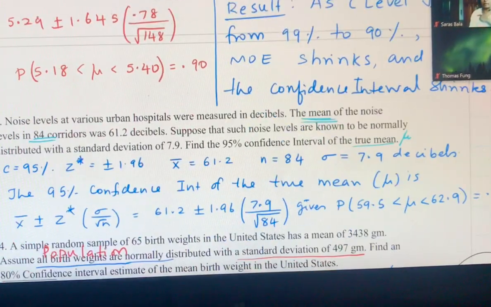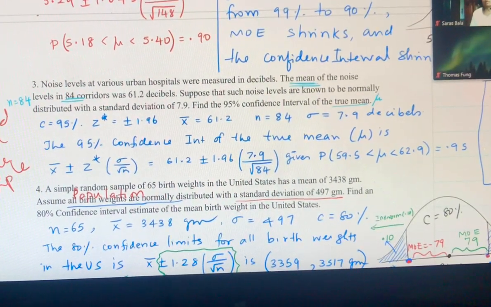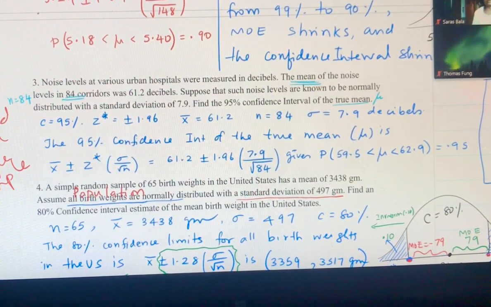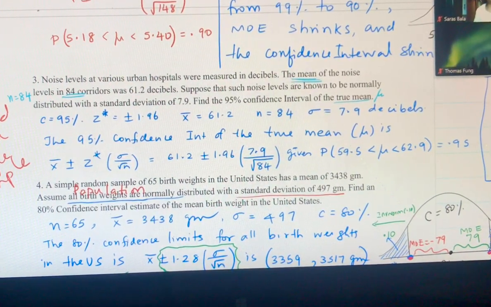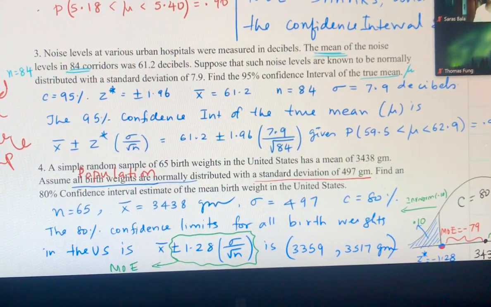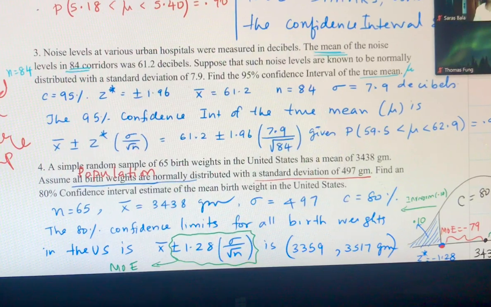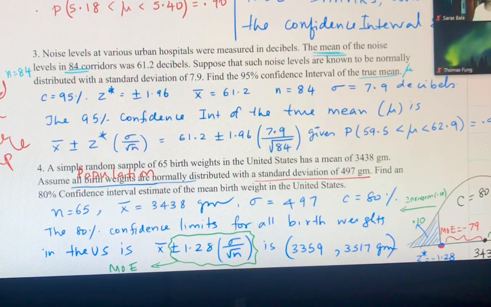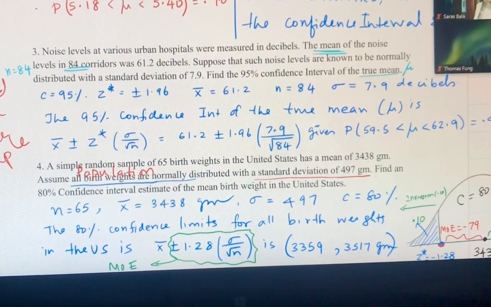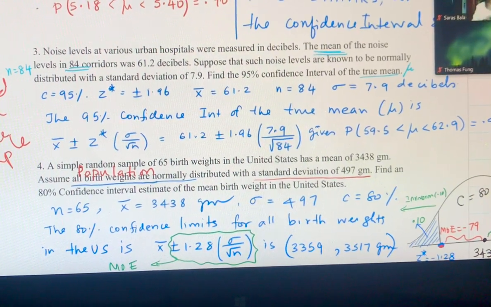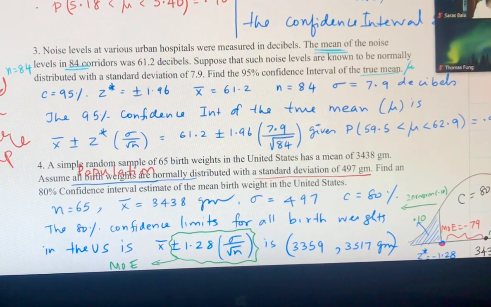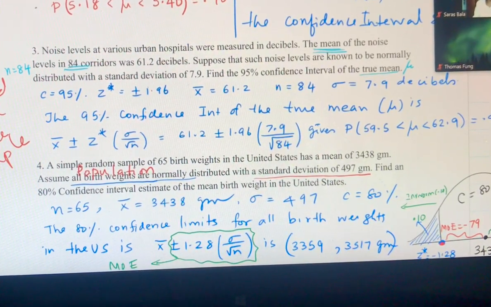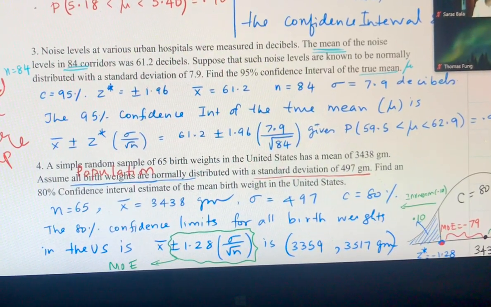All right. The next question is the noise level at various urban hospitals. Yes, so the mean is given, the mean of 84 corridors. So the sample size n is 84, and then the mean is not known. That's what you are going to be calculating. And your standard deviation is given to be 7.9, and that is the number coming from the population. That is 7.9, and you have to find, with the C level of 95%, the confidence limits for the true mean, which is mu.